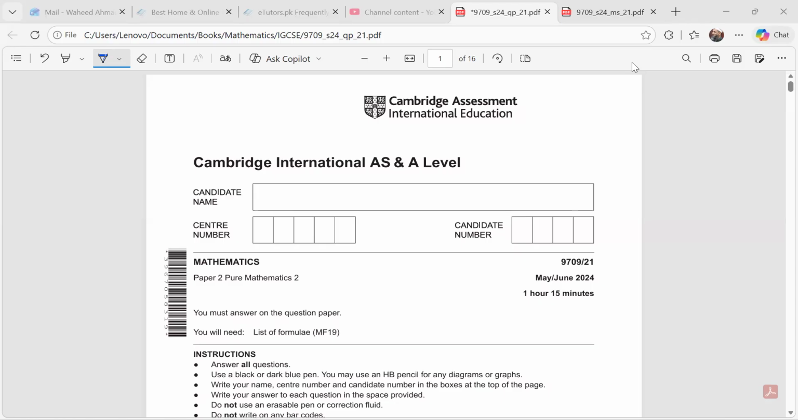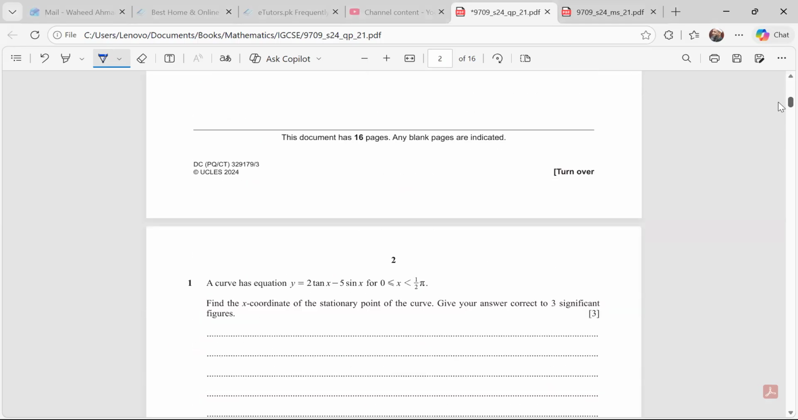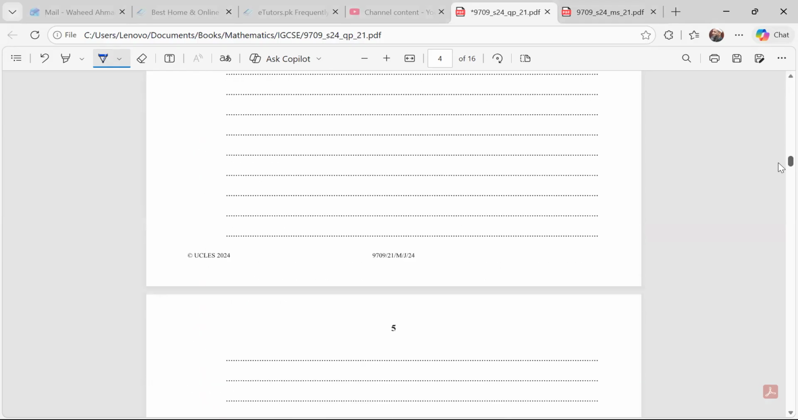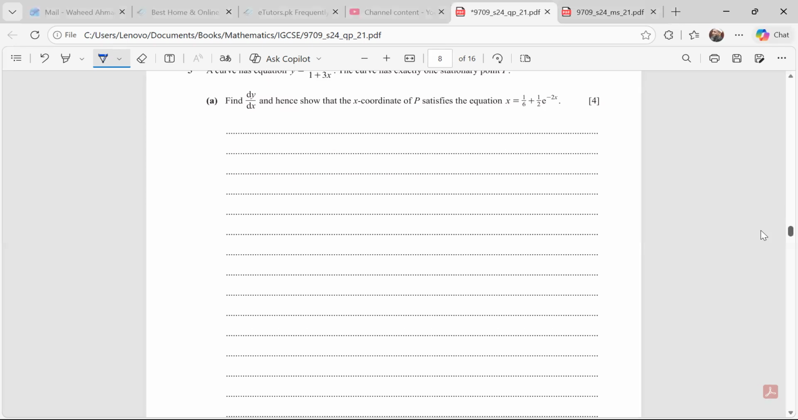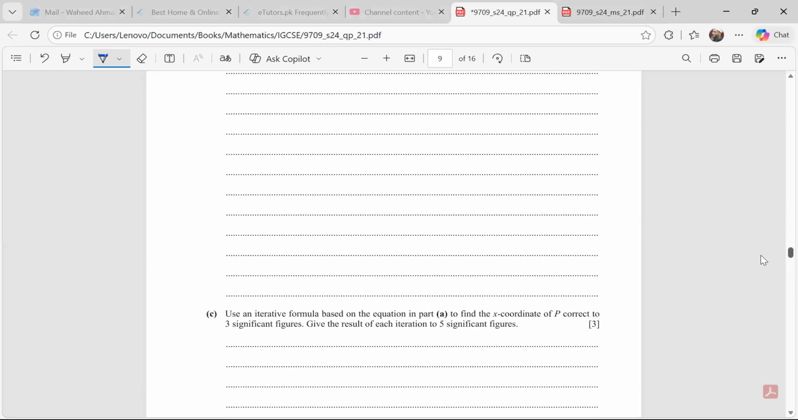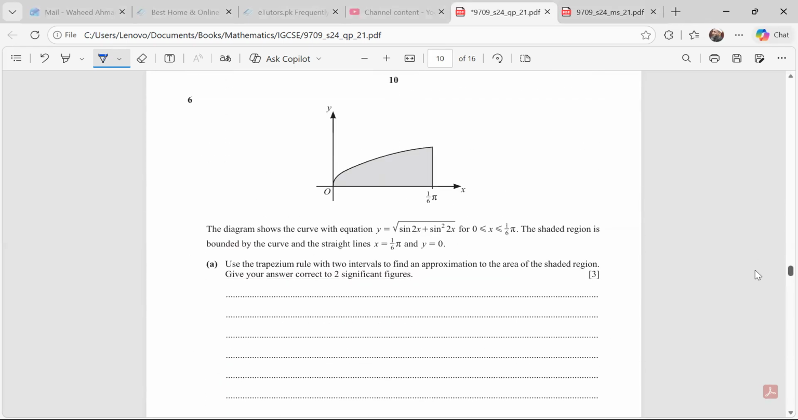We have been solving these past papers recently. Right now I have the Mathematics Pure Math 2 paper, and we are doing the exact May-June 2024 paper. We have already done questions 1, 2, 3, 4, 5, I believe. You can watch them in my previous videos. So we have done up till question 5, so let's do question number 6 right now. Question number 6 is right here.